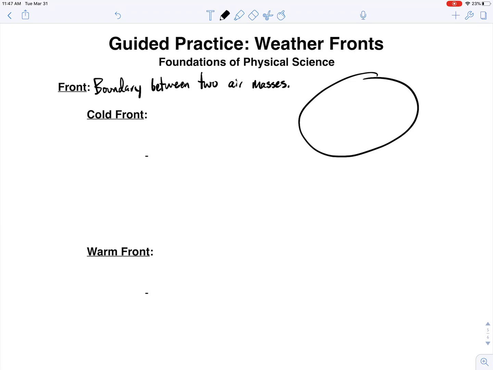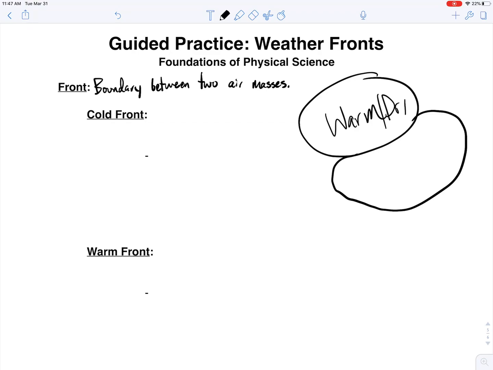And an air mass is exactly what it sounds like. It's a big, giant chunk of air over the continent. There's all kinds of different air masses. Some of them form over the ocean, some form over land. The idea is that they all have generally the same temperature and humidity. The air is similar in an air mass.